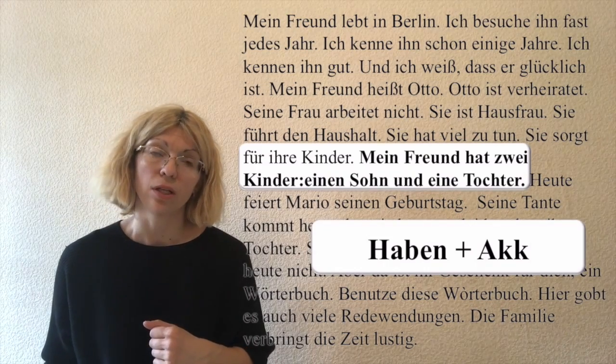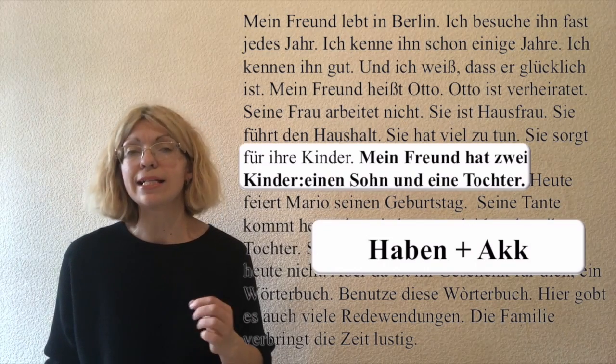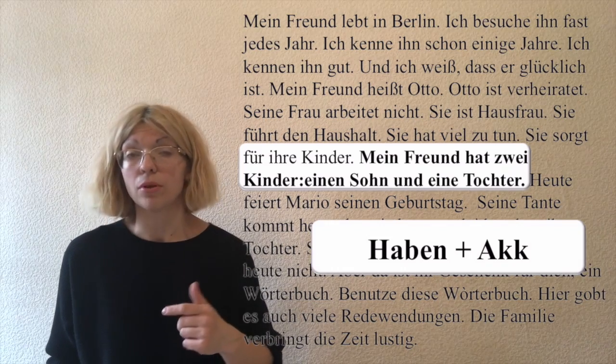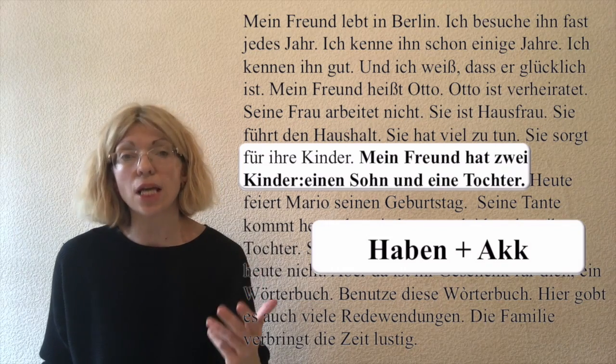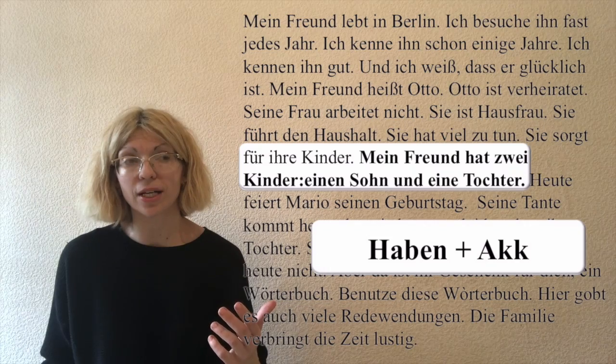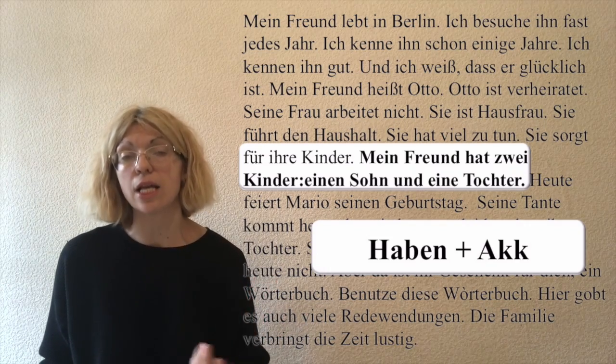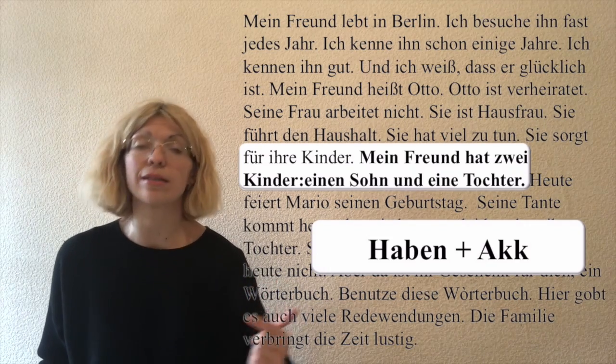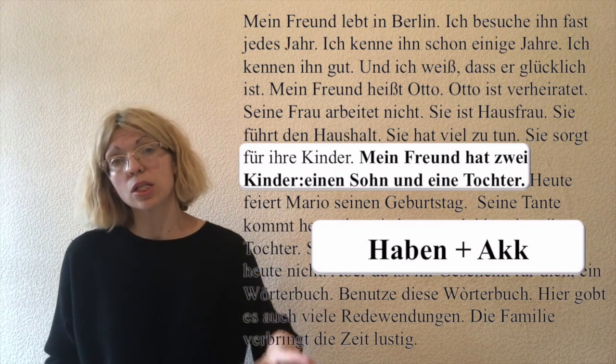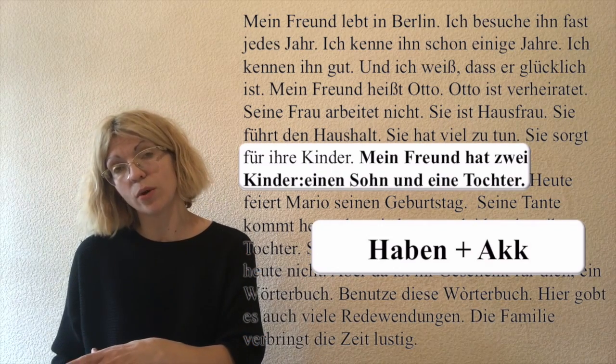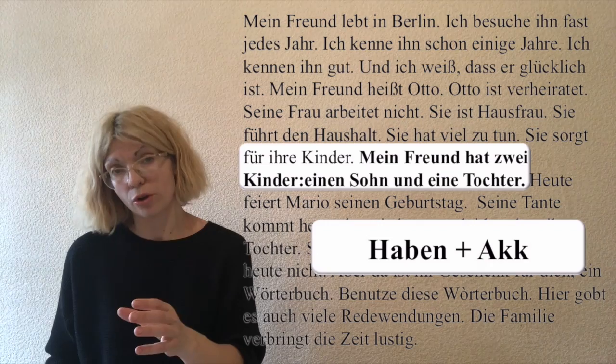One more time. Take a look, please, that I said einen Sohn. Why? Because haben in the meaning of possession, yeah, to have a sister, to have a brother, takes accusative case. That's why I said einen Sohn. There is no changing for the feminine. That's why I said eine Tochter.